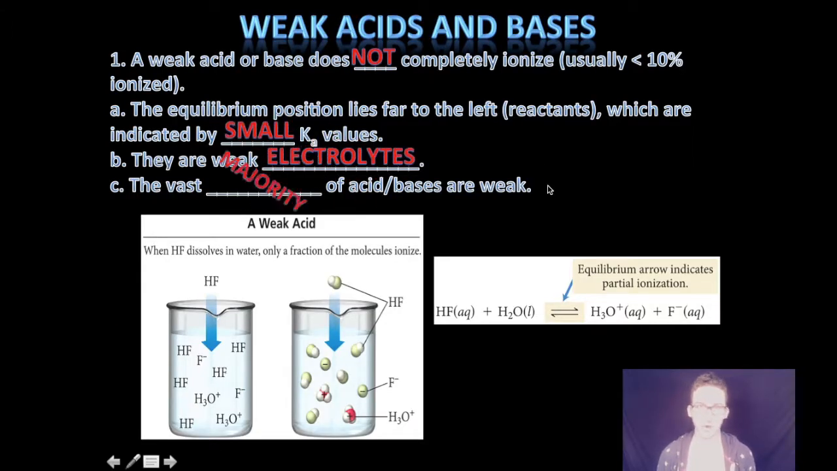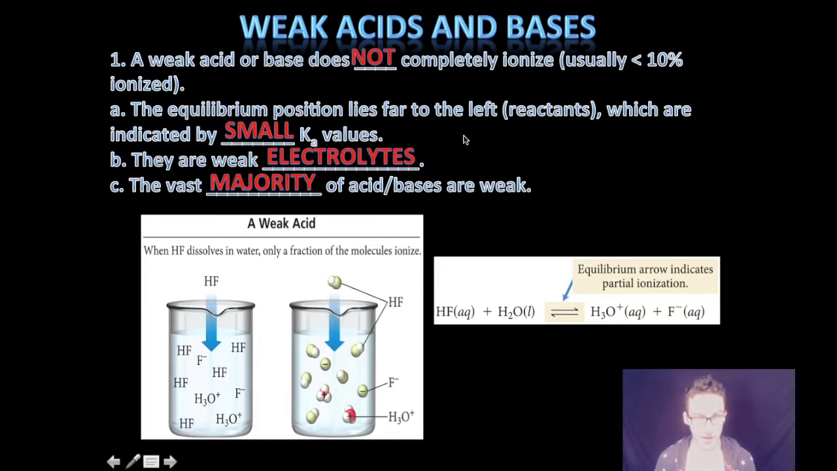Okay, and that brings us to weak acids and bases. If a strong acid is something that's completely ionized in solution, a weak acid is not completely ionized in solution. Generally, we're talking about less than 10% ionization. Here, our equilibrium position is going to be far to the left. We're going to have a lot of non-ionized, original reactants left in solution when we reach equilibrium, indicated by small equilibrium constant values. They're going to be weak electrolytes because we don't have a lot of ions in solution.